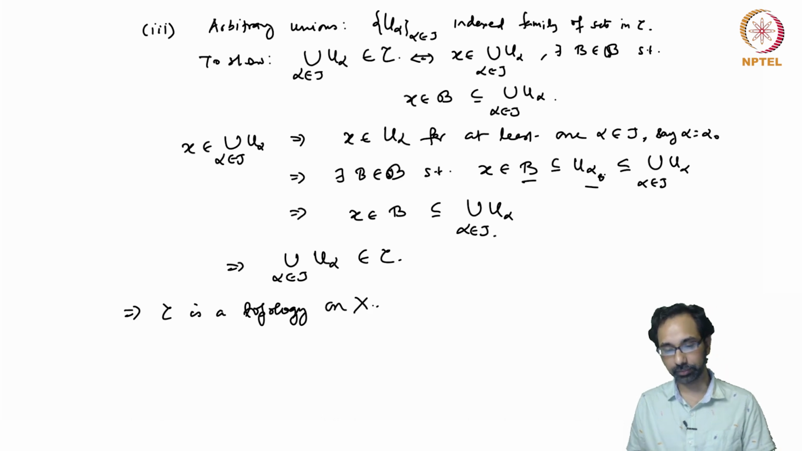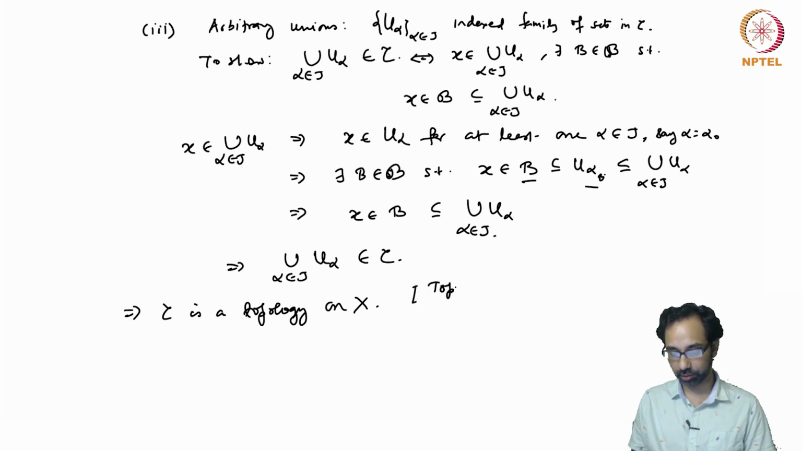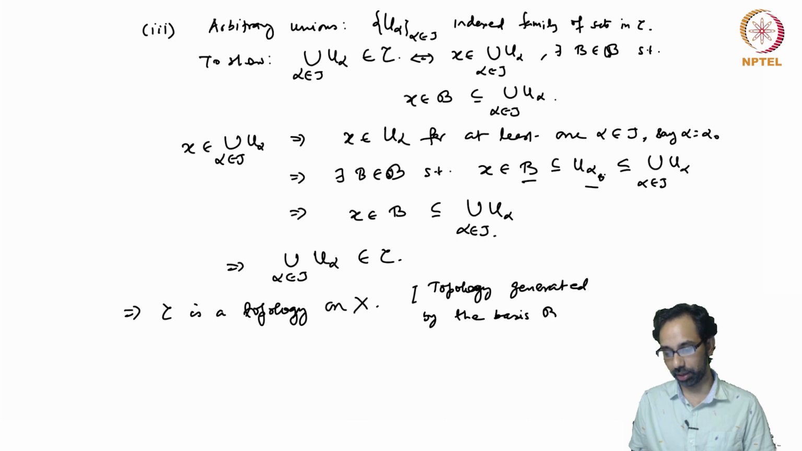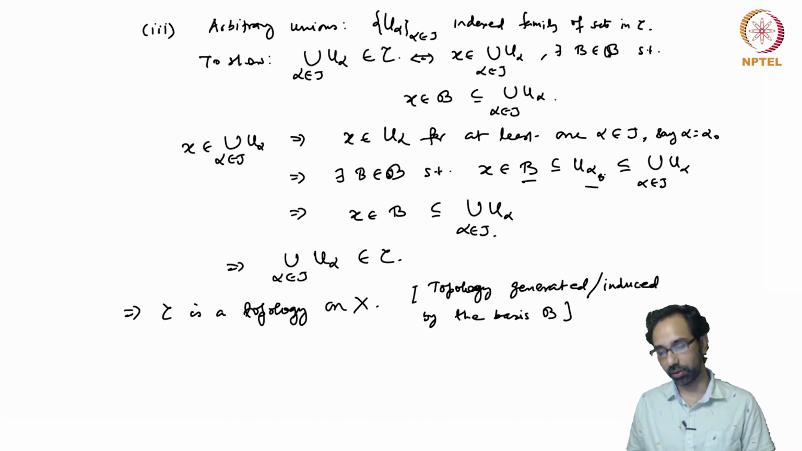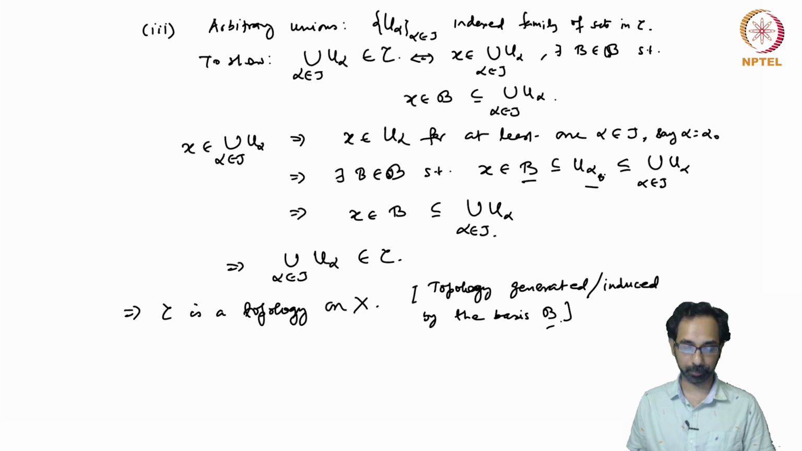on X. And as we said, we call it the topology generated by the basis elements, generated by the basis B, or sometimes also induced. So both these terminologies are used: topology generated or induced by the basis B. Now let's see what are some examples of basis.